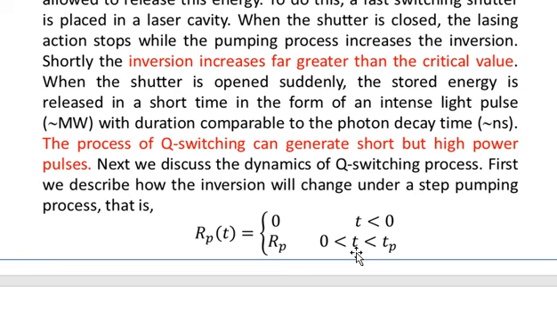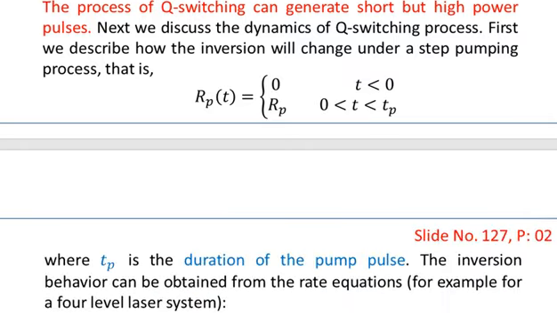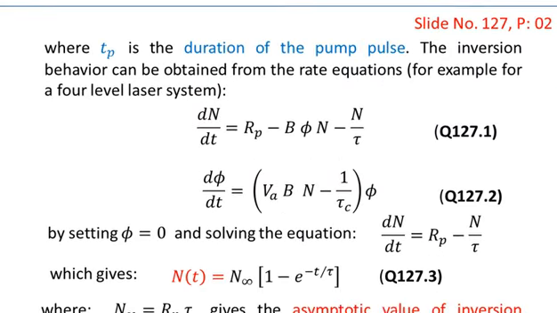But when the pump rate has started, that is the time lies between 0 and the value Tp, then the pump rate is constant and is equal to Rp, where Tp is the duration of the pump pulse. So you see that here the pump pulse has a duration Tp. The inversion behavior can be obtained from the rate equation.